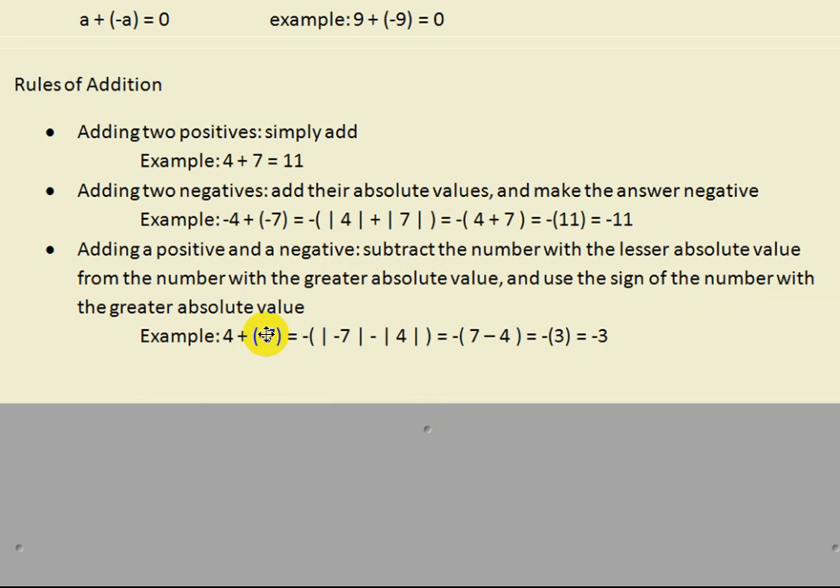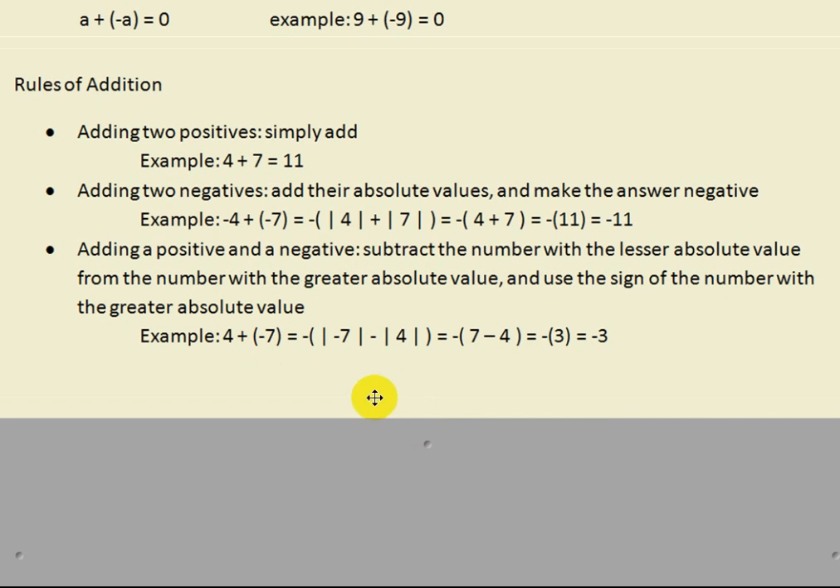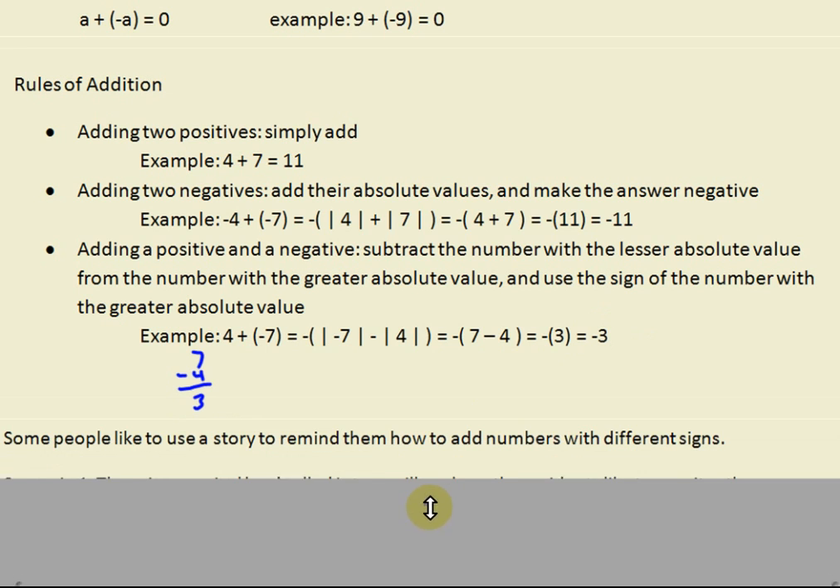If we look at the absolute value of both of those, here we have an absolute value of 4. Here we have an absolute value of 7. So if we look at the difference of 7 and 4, we get 3. Now look at the sign of these. 7 has the greater absolute value, and so we're going to end up with a negative answer. And we end up with negative 3.